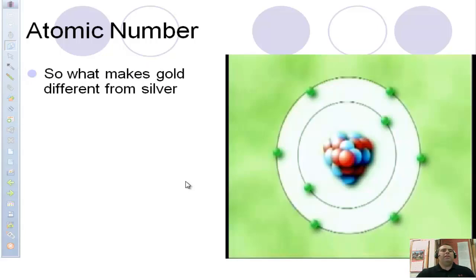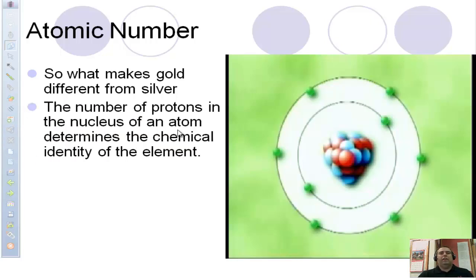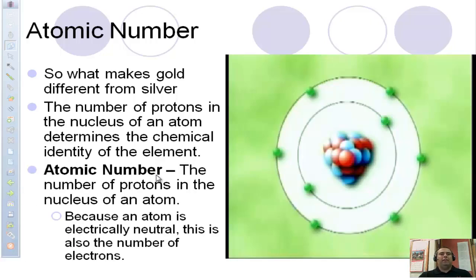So again, the key thing here is, what makes gold different from silver? What they just said in the video was the number of protons determines the chemical identity of the element. That chemical identity we're going to refer to as the atomic number. Your definition for atomic number is the number of protons in the nucleus of an atom. Now, because all atoms are electrically neutral, this is also the number of electrons. So if you have 10 protons, you have 10 electrons. 10 positives will be canceled out by 10 negatives.